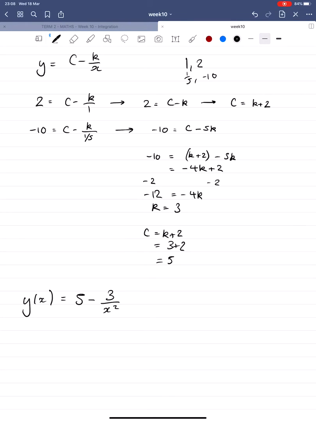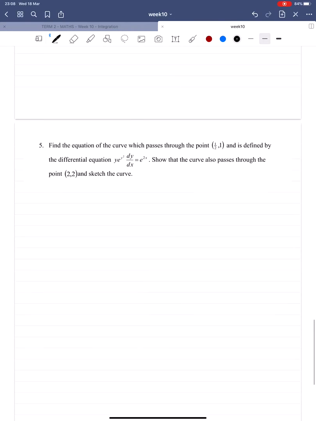There we go. And I can check that I got it right, because when x is equal to 1, y should be equal to 2. So let's check. Y of 1 is equal to 5 minus 3 on 1 is equal to 2. Nice.